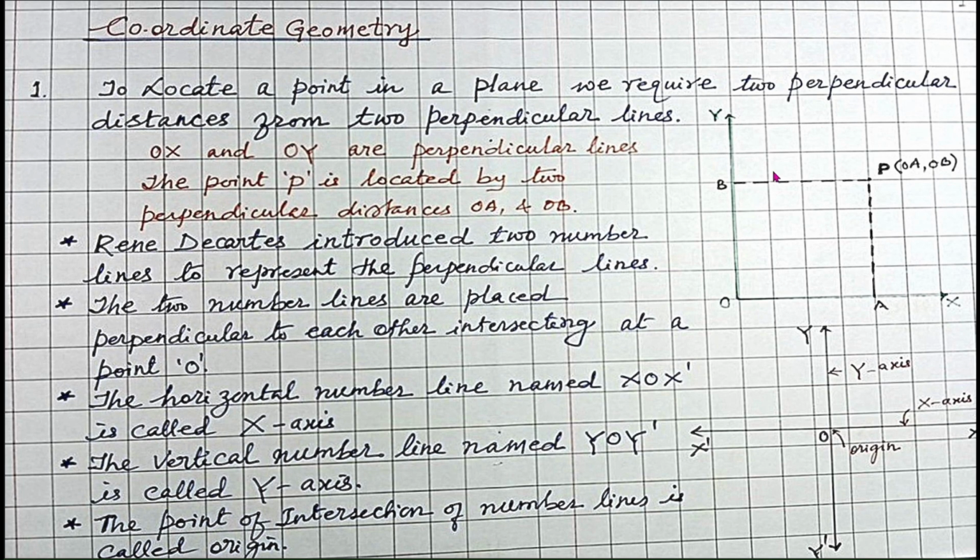So please remember, instead of taking any two perpendicular lines, René Descartes took two number lines. One was placed horizontally, another was placed vertically, perpendicular to the horizontal number line. The horizontal number line is called the x-axis and the vertical number line is called the y-axis, and these two number lines intersect at a point, and that is called the point of origin.